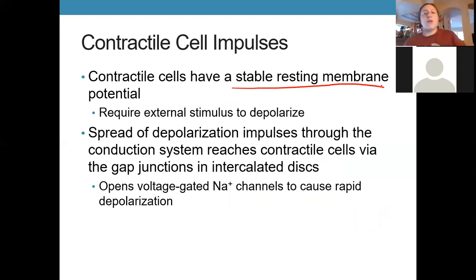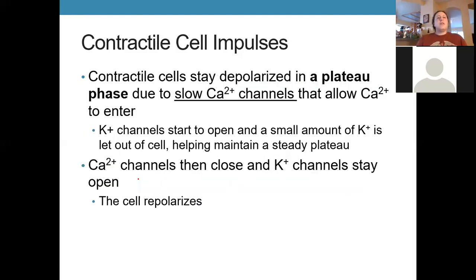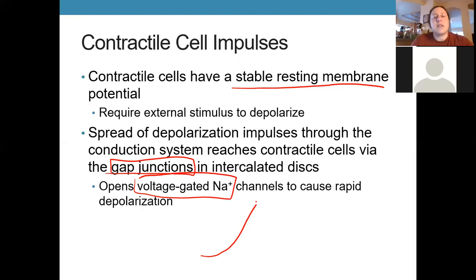The difference is that they're going to be depolarizing because the conducting cells depolarized, rather than because a neuron told them to or something else. And the other thing is that, of course, now we don't have chemical synapses between everything. We just have these gap junctions electrically connecting everything. When we have gap junctions, we're simply going to trigger the opening of voltage-gated sodium channels and cause rapid depolarization. So the initiation of an action potential in a contractile cell is much more like neurons and skeletal muscle than our conducting ones, where that part is because of calcium.